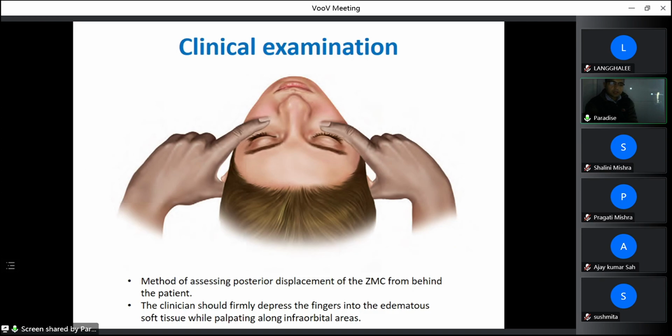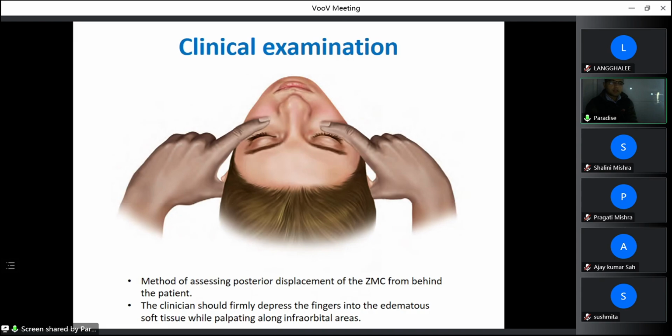Method of assessing posterior displacement of the ZMC from behind the patient. The clinician should firmly depress the fingers into the edematous soft tissue while palpating along the infraorbital areas. You have to stand behind the patient, and you have to palpate at the infraorbital rim. You have to palpate the zygomatic arch. It is also known as bird's eye view, because you are looking from the superior surface.